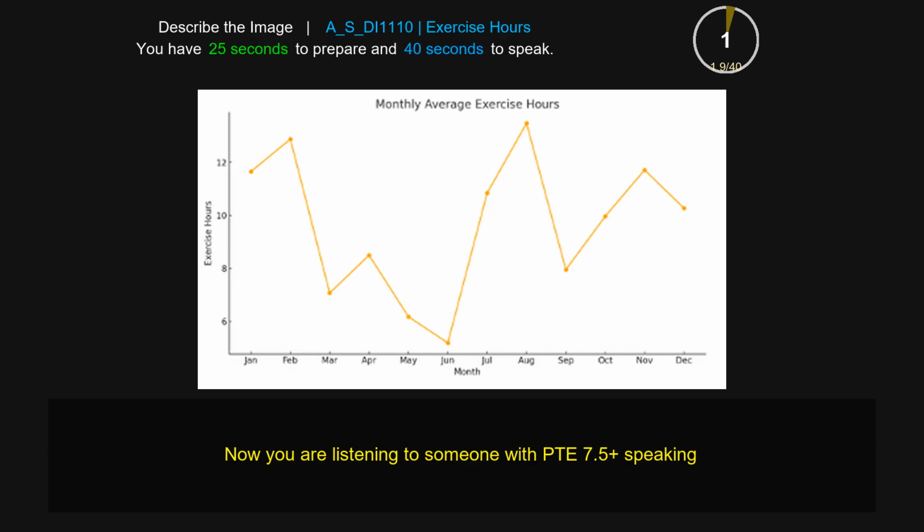The given picture is a line chart which gives information about monthly average exercise hours. It can be shown from the picture that the y-axis indicates the exercise hours like 6 hours, 8 hours, 10 hours and 12 hours, whereas the x-axis indicates the months of the year like January, February, March, April, May, June, July, August, September, October, November and December. It not only indicates that June is the minimum with less than 6, whereas August is the maximum with more than 12, but also indicates that December is around 10 and September is 8. Overall, the image is very informative.